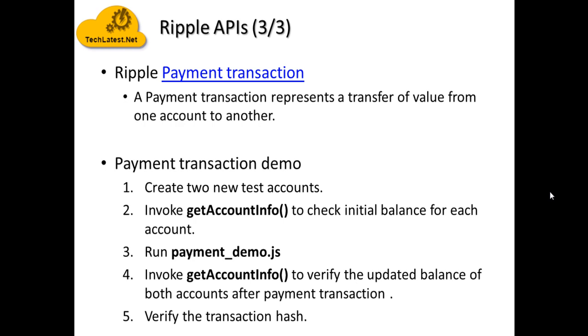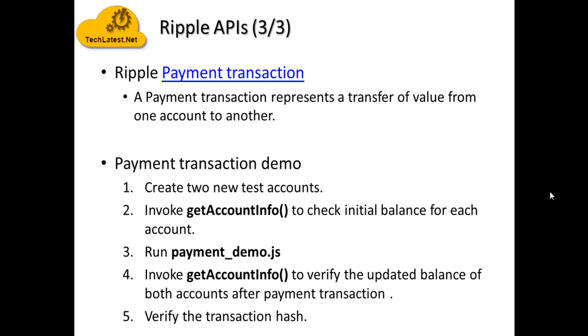Then we are going to run our demo JavaScript file. In that demo file, the amount will be transferred, X amount. We will specify how much we want to transfer. So we are going to transfer it from account 1 to account 2. The payment demo.js will perform the transaction, and it will give us details about the transaction along with the transaction hash.